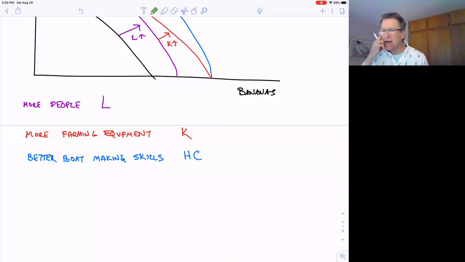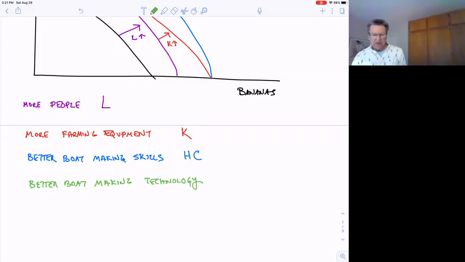So rather than making them out of wood, banana tree wood, they figured out how to make them out of plastic or fiberglass, and they can find that on the island somehow. So you have this new technology, making things out of fiberglass. So we'll call that better boat making technology.